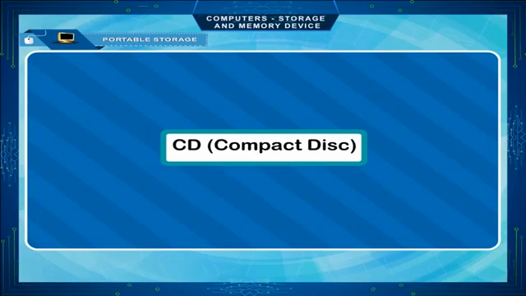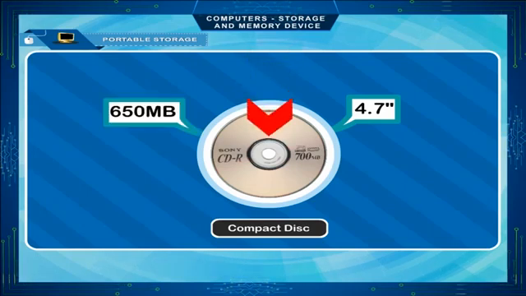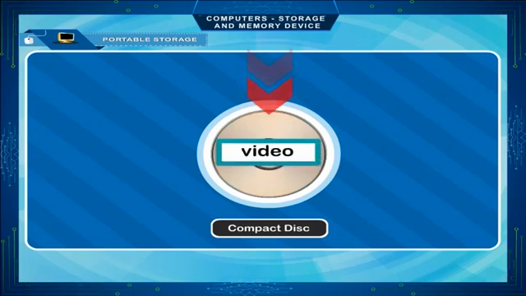CD or compact disc. A compact disc is a portable storage device and commonly known as CD. It is an optical storage media. It is a thin circular disc with a reflective metal coating and measures 4.7 inches in diameter. A CD can store 650 MB to 900 MB of data. CDs can hold any kind of data, may it be text, graphic, sound, image or video.